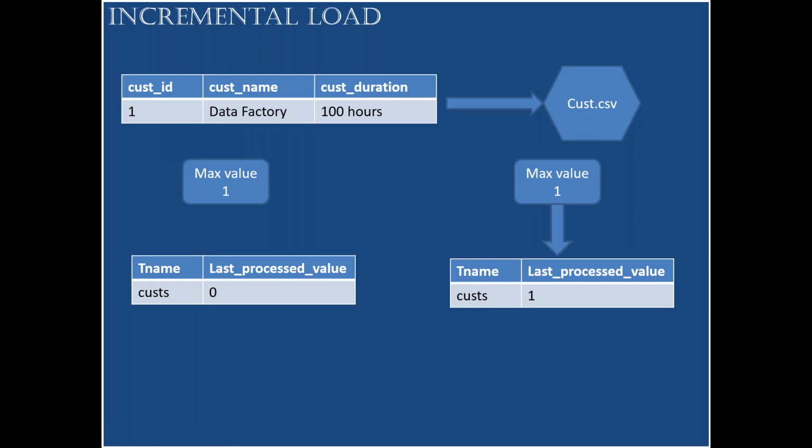What is the fourth step? Take this max value and update it in the last processed value. That's all, 4 steps.